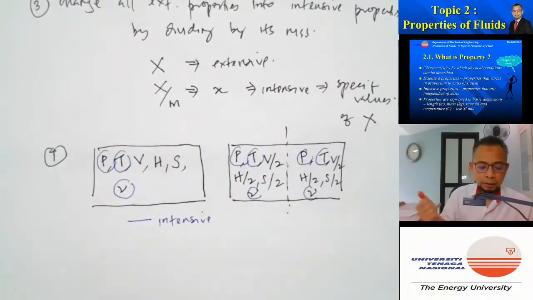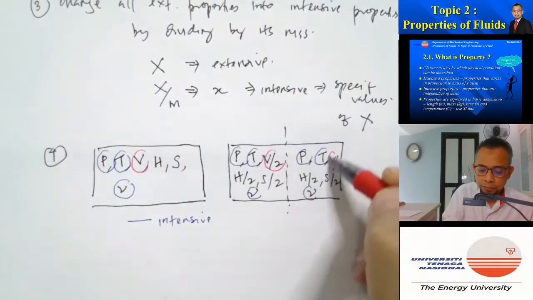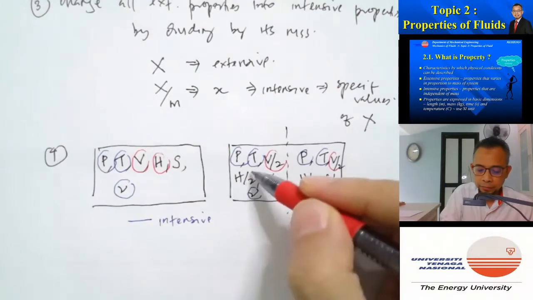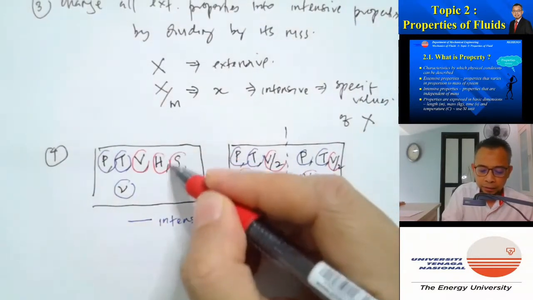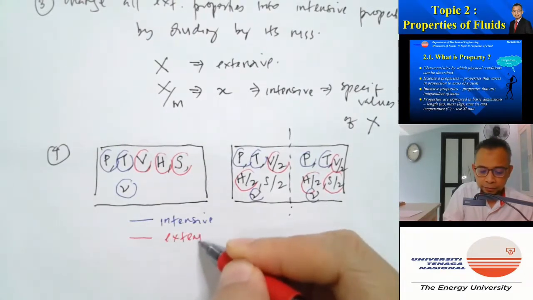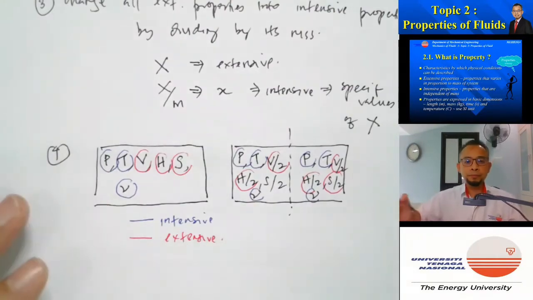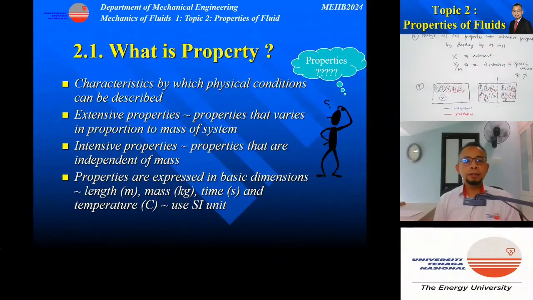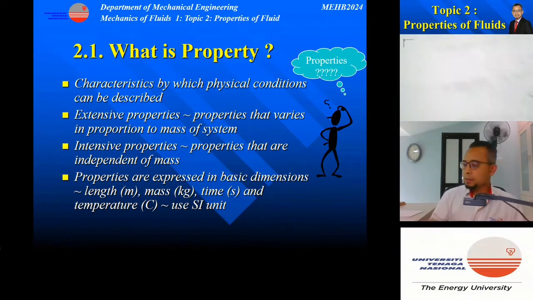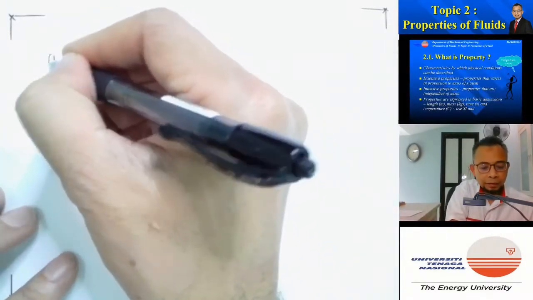Whereas the properties which will be proportional to the mass, for example, volume, enthalpy, and entropy, these are extensive properties. Properties are expressed in terms of their basic dimensions. So the basic dimensions of how we express properties.